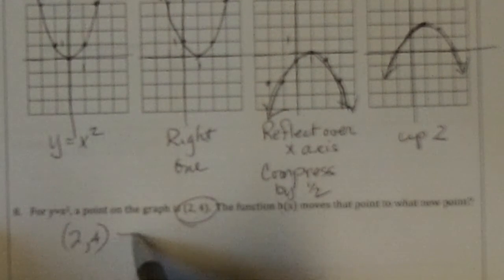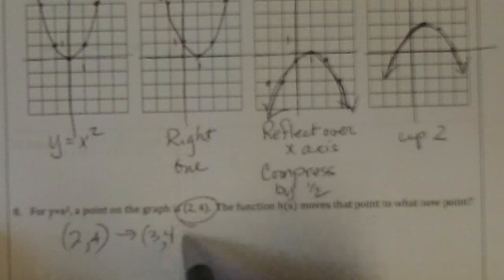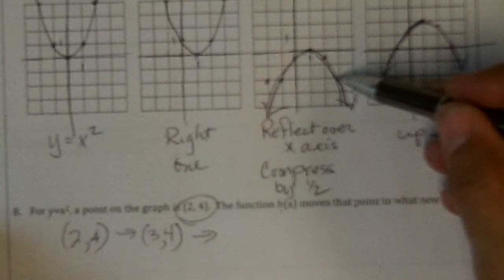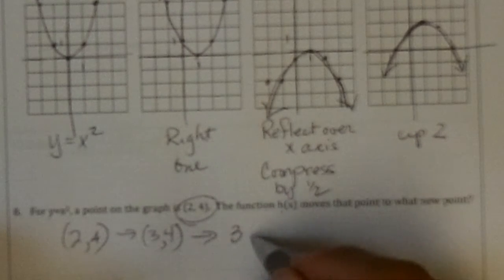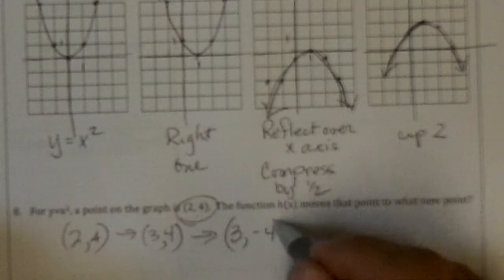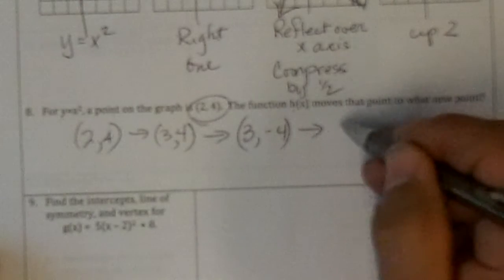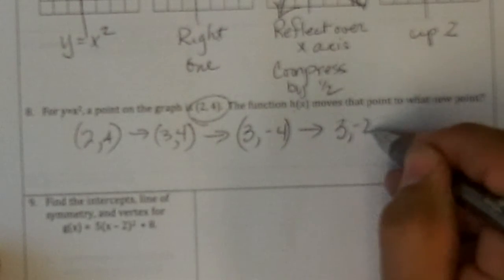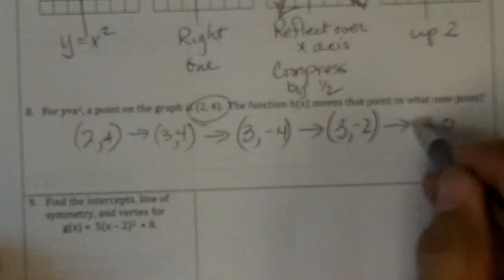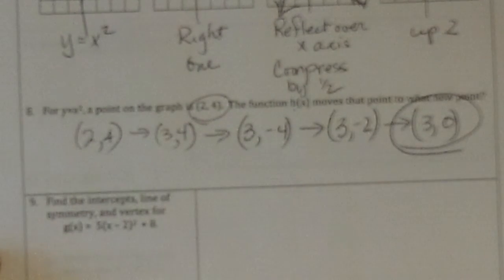going right 1, went to 3, 4, and then it got flipped over and half as far. So it went to 3, negative 4 for the flip over the x-axis, the reflect over the x-axis, and then half as far away, so 3, negative 2, and then we lifted it up 2, and it went to 3, 0. So that's where it went.